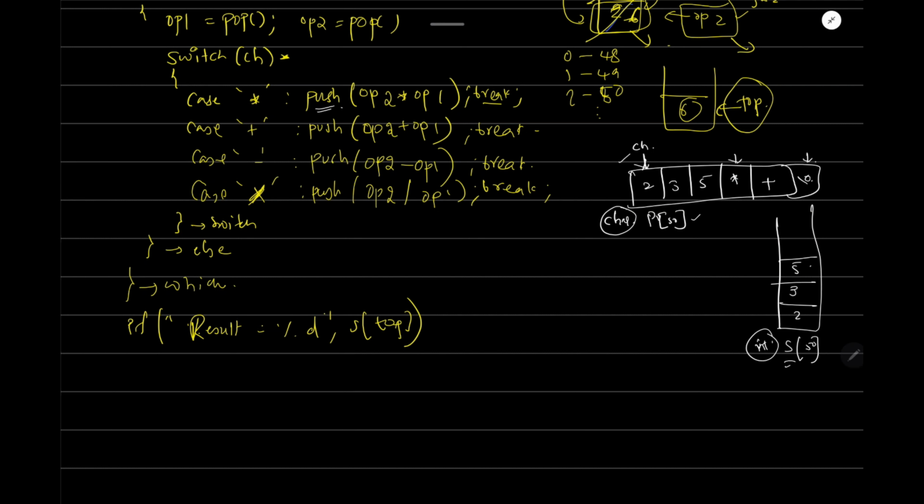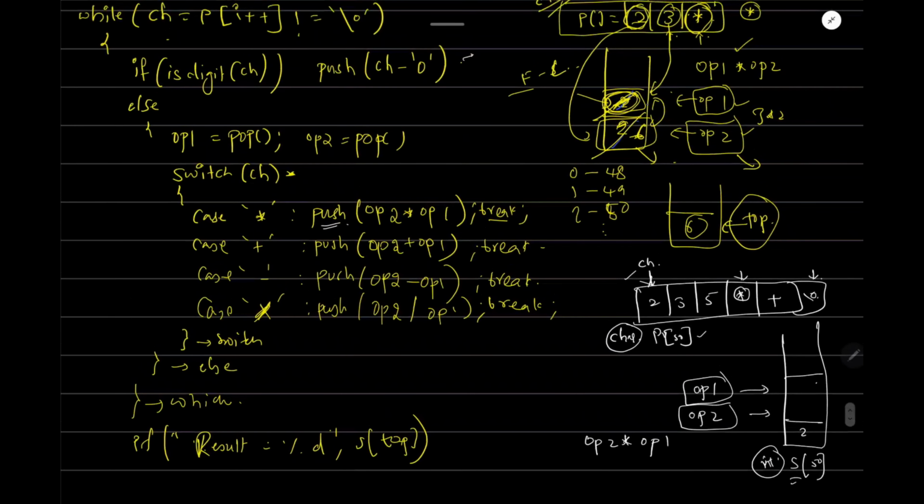So here it is star, that is, it is an operator. Whenever an operator is reached, we will be putting op1 and op2. As it is the star operator, we will be multiplying op2 with op1. So op1 will be popped out, and op2 also will be popped out. So 5 will be removed, and 3 will be removed. See, this is the statement: op1 is equal to pop, op2 is equal to pop.